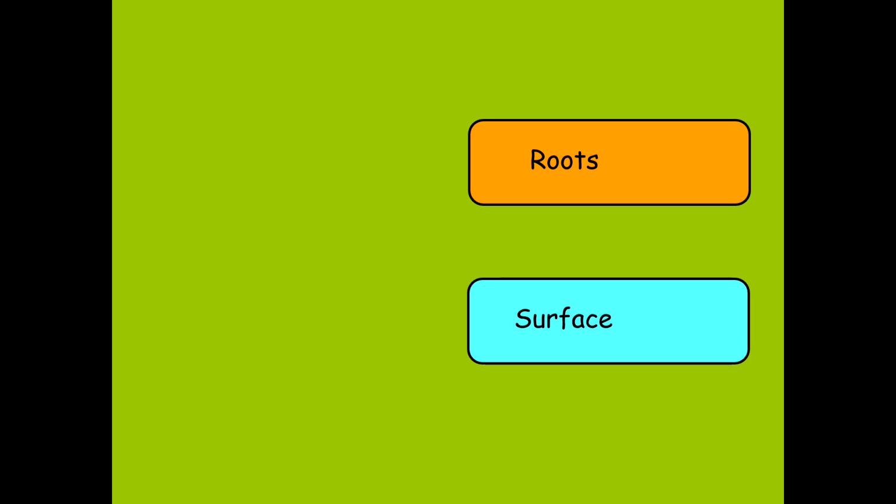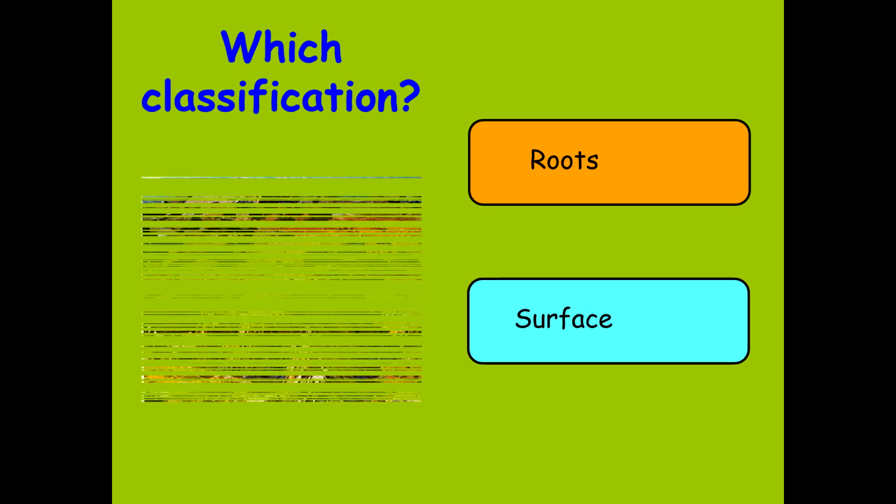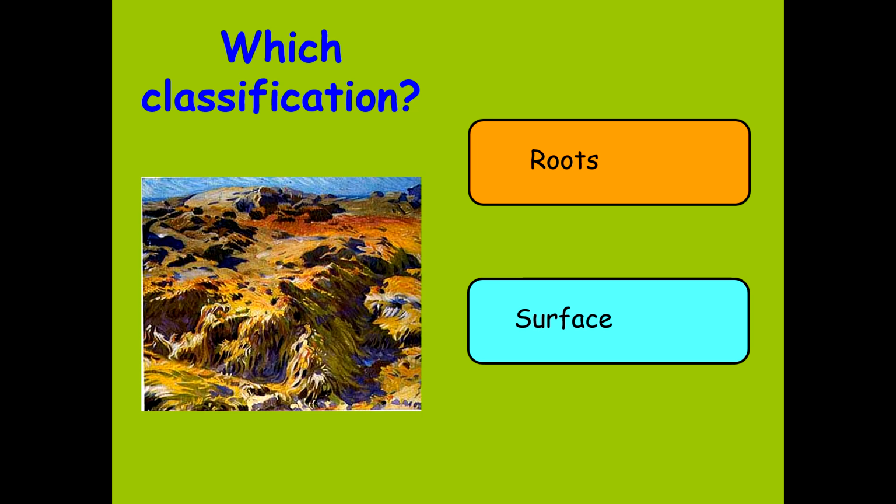Again, we've got the two classifications, roots and surface. So which classification would this plant be from? Now, we looked at this last Friday together, and I did say that it looks a little bit like mountains, but it's not. It's something that's all over the rocks that's been washed up from the sea. Now, what plant do we know that lives in or on the sea? Of course, this is seaweed, which is the biggest type of algae. And we know that algae will take its nutrients and water from the surface. Okay, so that's 1-1 so far.